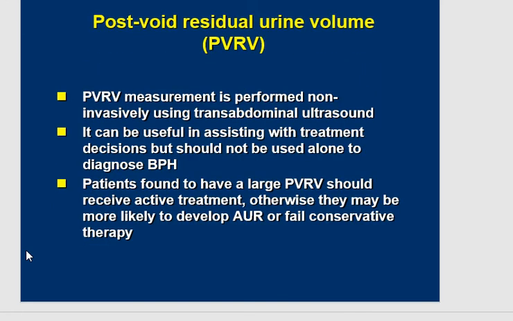Post-void residual urine means how much urine is left after voiding. Normally, at the age of 60 to 70 years, it should be less than 100 ml. So if the residual urine is more than 100, look for some pathology, either prostatic or bladder or a detrusor contractility problem.